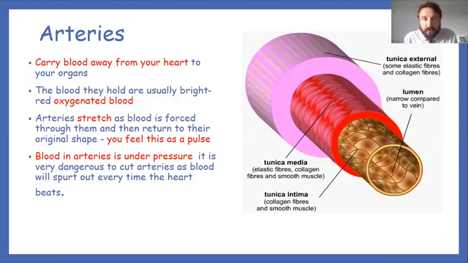Okay, so arteries, just to recap, their job is to take the blood away from your heart to your organs, and they usually hold the oxygenated blood. Arteries stretch, so they're flexible, and they need to be flexible because the blood is being forced through them and there's a lot of pressure on them. And we have a little diagram there. It just shows some elastic fibers and collagen fibers. The lumen is narrow compared to a vein. And then we have the elastic fibers, like a smooth muscle going around. So that is what an artery is.